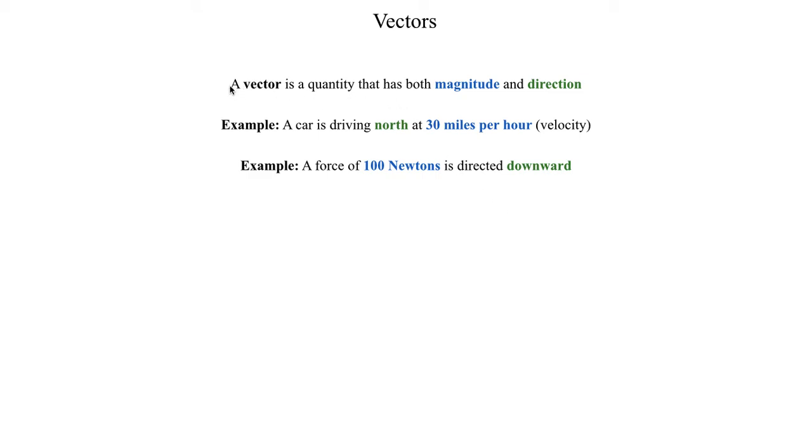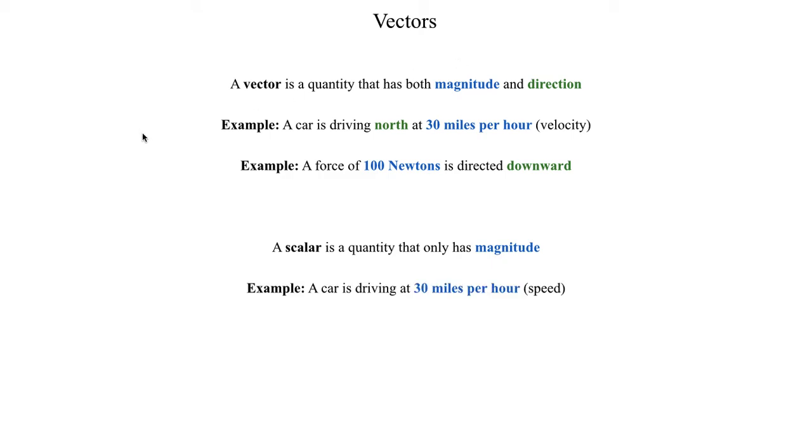A vector is in contrast to a scalar quantity, which only has magnitude. There's no direction involved in a scalar quantity at all. If you've got both magnitude and direction, you've got a vector. But if you only have magnitude and direction is either non-existent or irrelevant, then you've got a scalar quantity. An example of something like that would be a car driving at 30 miles per hour, period. No direction specified means that this quantity, 30 miles per hour, is a scalar because it's only got magnitude. It does not have direction.